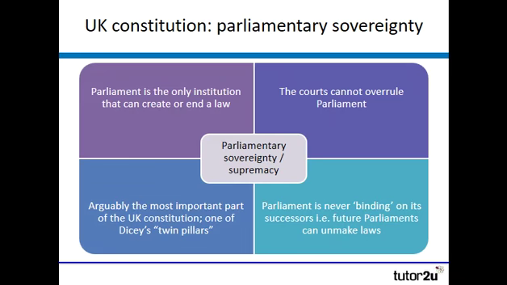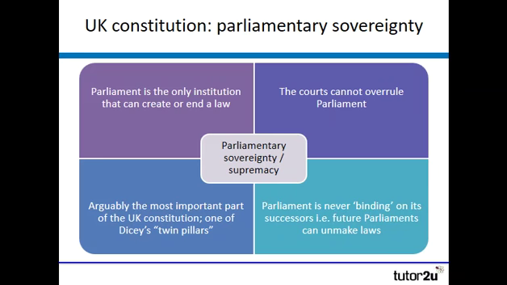So now we're on to the final two features of the UK Constitution, and arguably two of the most important. So we have parliamentary sovereignty and the rule of law. So what is parliamentary sovereignty? Four key features. Parliament is really the only institution that can create or end a law. Legislative authority rests with Parliament.